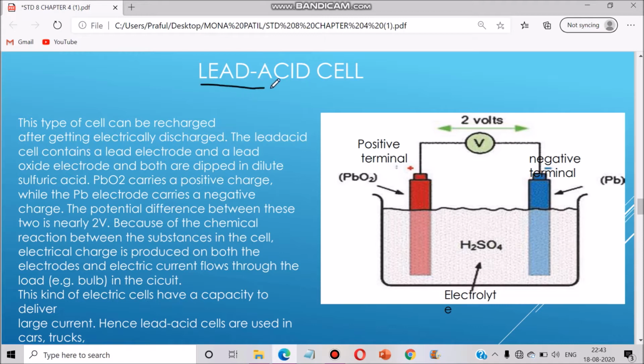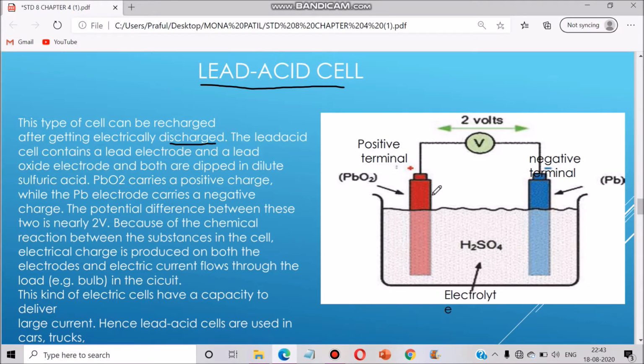So next, after the dry cell, is the lead acid cell. This type of cell can be recharged after getting electrically discharged. It means we can recharge it again and again and use it again. The lead acid cell contains a lead electrode and lead oxide.